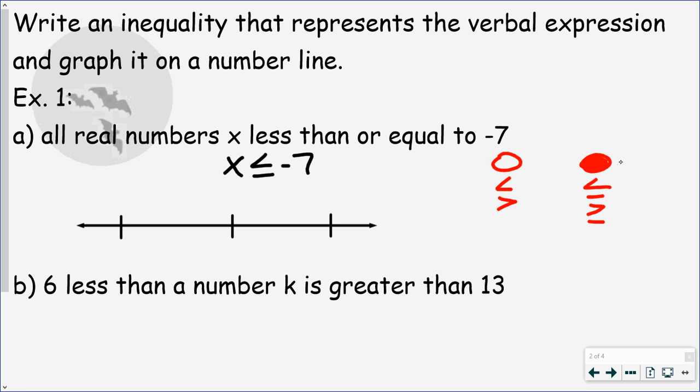excuse me, I'm sorry, I'm trying to get over this cough. So if it has a line underneath it, then we use a closed circle.